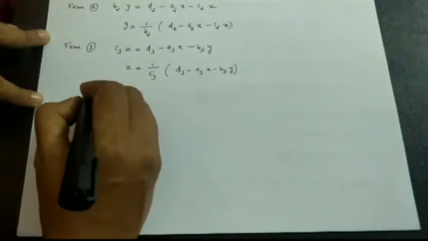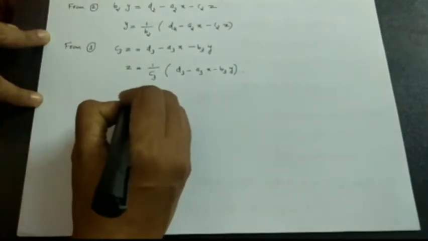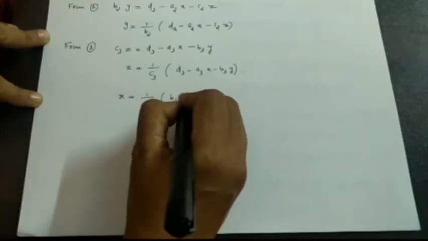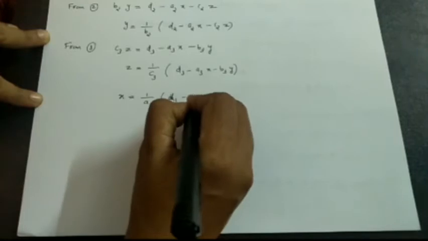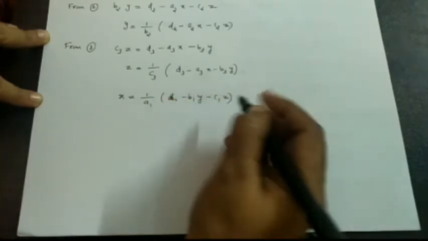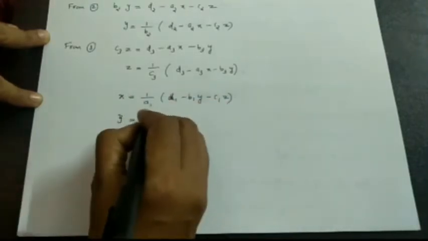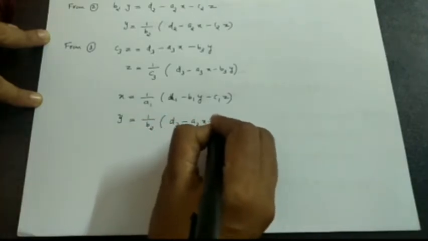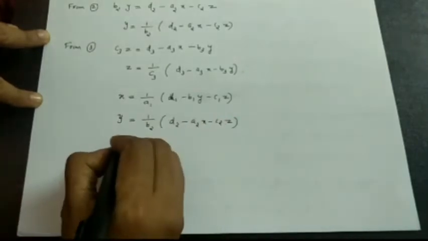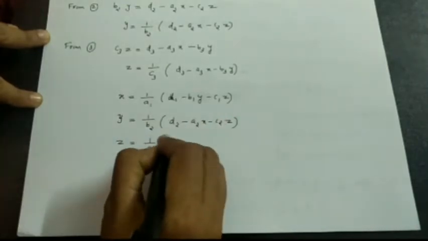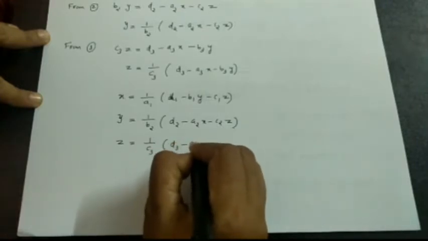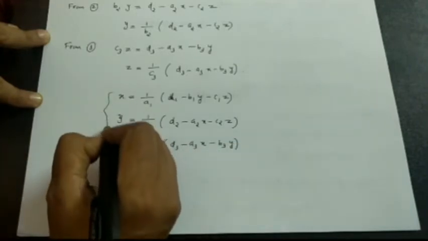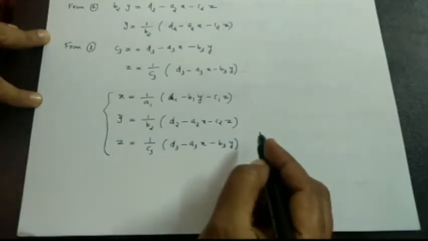Put it as equation number 1. I am writing once more. We get x as 1 by a1 into d1 minus b1y minus c1z. Then y as 1 by b2 into d2 minus a2x minus c2z, and z as 1 by c3 into d3 minus a3x minus b3y. So we can find out the approximation using these formulas.